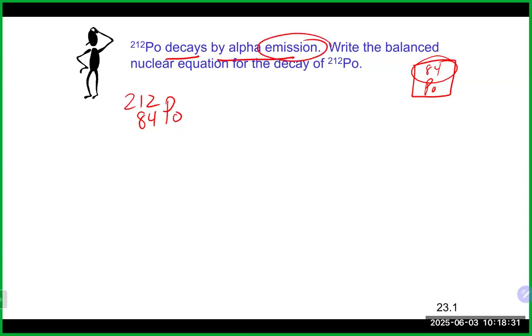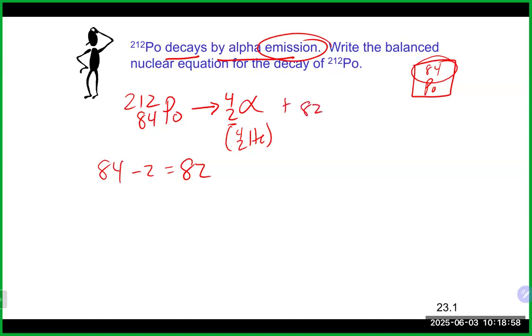So again, alpha emission means that we want to put on the product side our alpha particle, which would be this here. And again, you could also, if you wanted to, use the helium symbol for the alpha particle. It is kind of your preference, whichever one you want to use. At this point, we could really find the missing atomic number. We have 84 on the left. We obviously have 2 on the right. So if I subtract that, that gives me a missing atomic number for the right-hand side of 82.